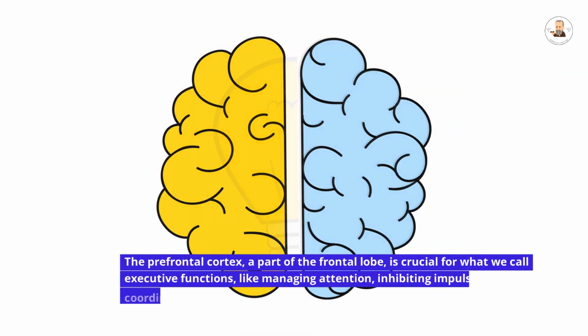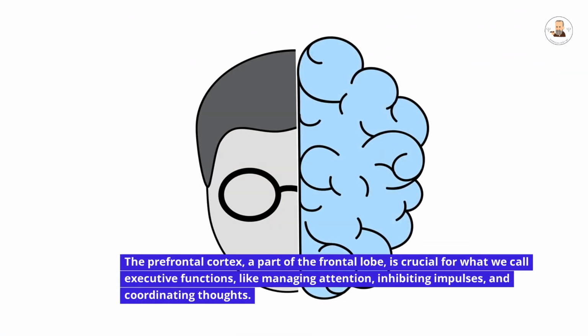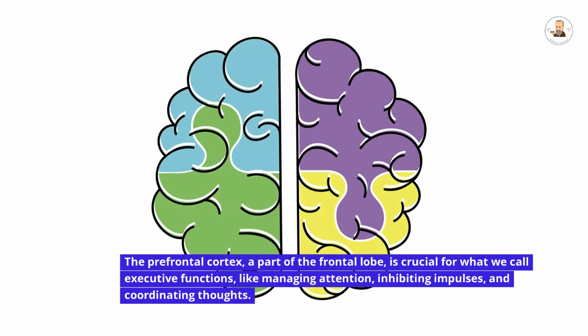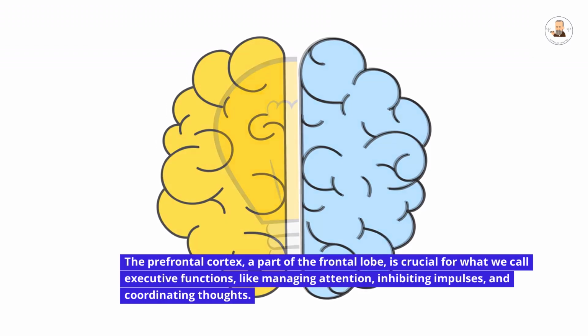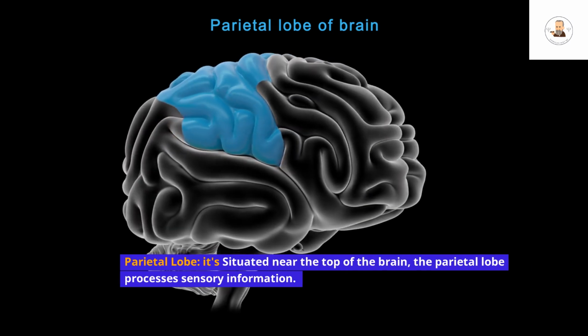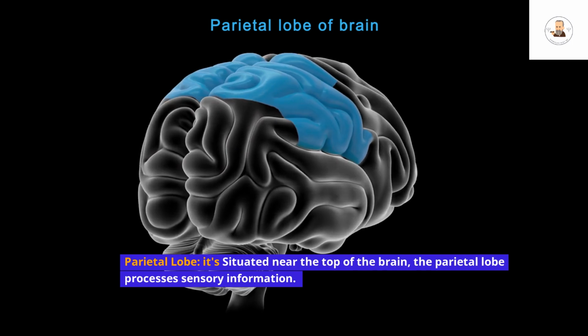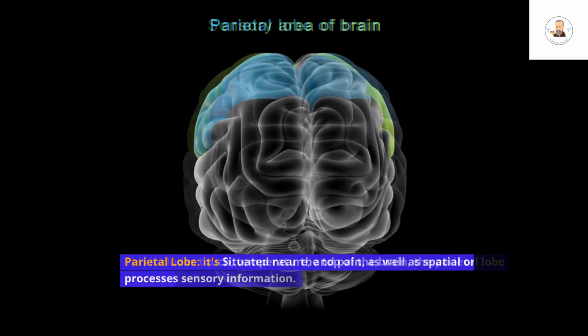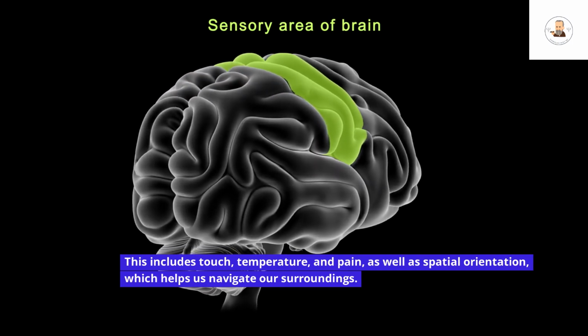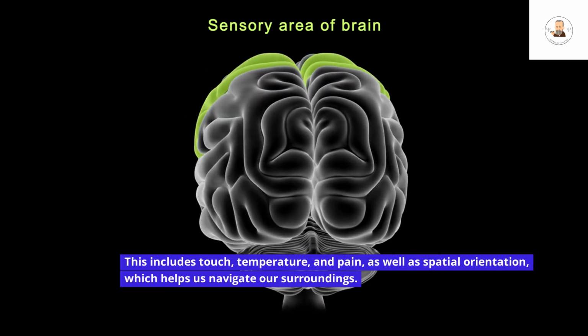The prefrontal cortex, a part of the frontal lobe, is crucial for what we call executive functions, like managing attention, inhibiting impulses, and coordinating thoughts. Parietal lobe. It's situated near the top of the brain. The parietal lobe processes sensory information. This includes touch, temperature, and pain, as well as spatial orientation, which helps us navigate our surroundings.